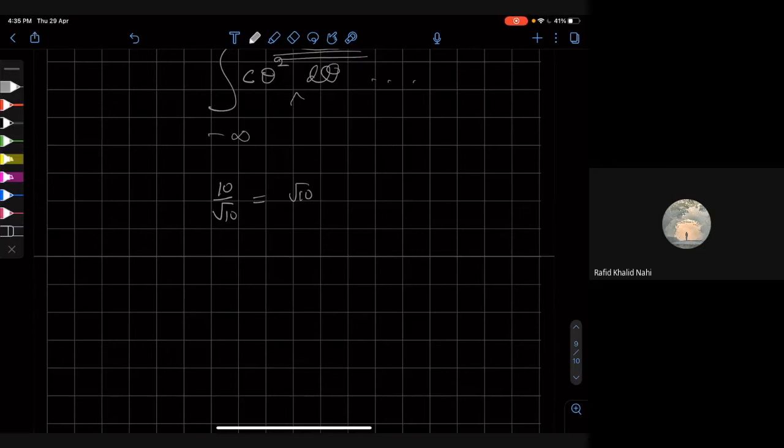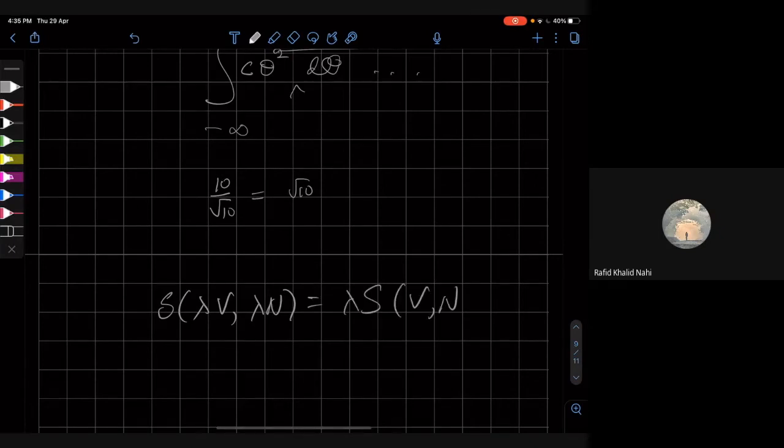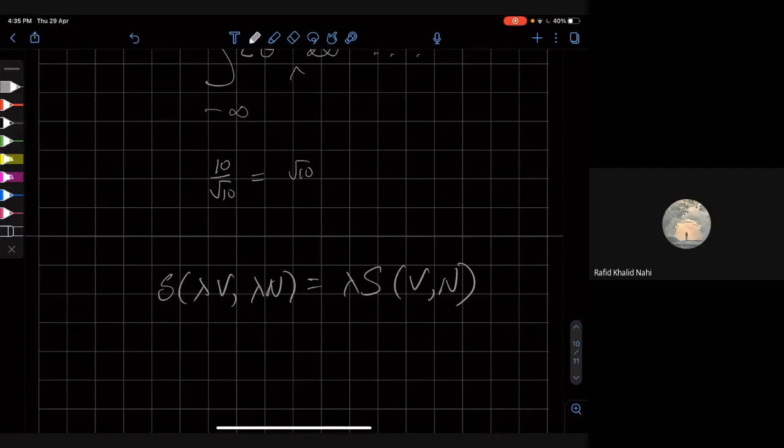Now problem 5 is a little bit more tricky, but you basically have to take the Sackur-Tetrode equation and show that lambda V, lambda N gives you lambda S of V, N, and show that the expression given in problem 5 doesn't satisfy this. Okay, and that's very easy.